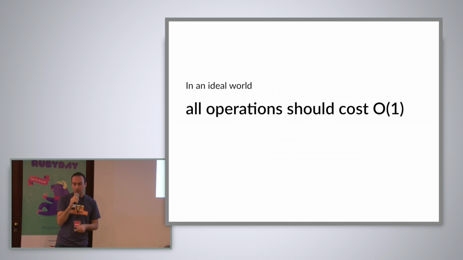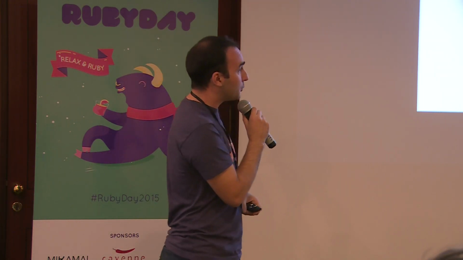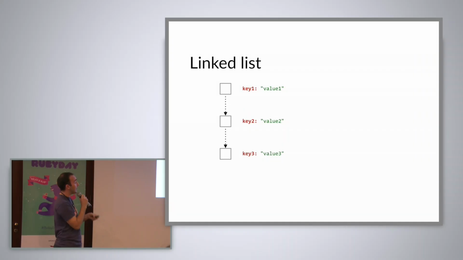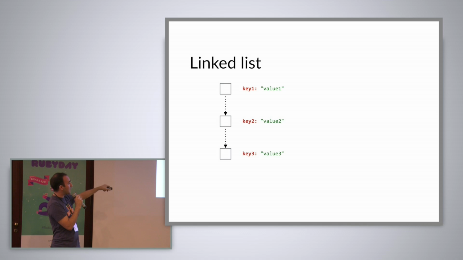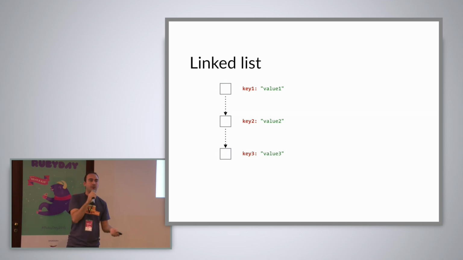So in an ideal world, all the 3 operations I mentioned before should cost constant time, okay? That would be awesome. Let's try to do that. So let's try to find a possible approach. One of the approaches could be a linked list, okay? So we have a bucket where we store the first item of the hash, and then we link that to the second one, and we link that to the third one, okay? So what's the problem with this solution? Can you spot that?